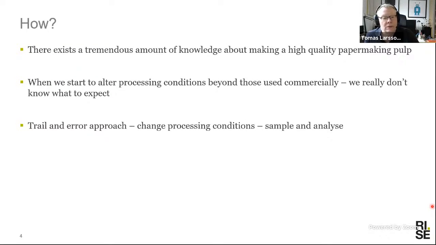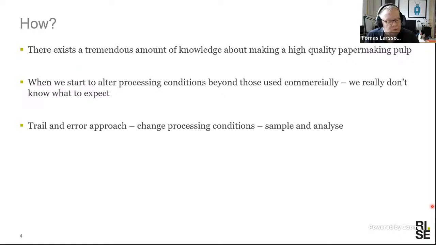And there is, of course, a tremendous amount of knowledge about how to make a high quality paper making pulp. That's the whole industry knowledge base, so to speak. But the problem then is that when you start to alter processing conditions beyond those typically used commercially, we don't really know what to expect.